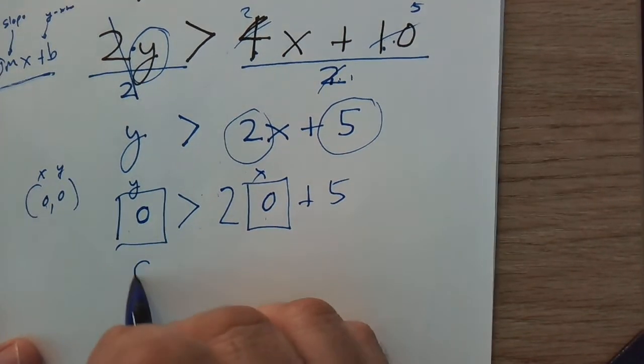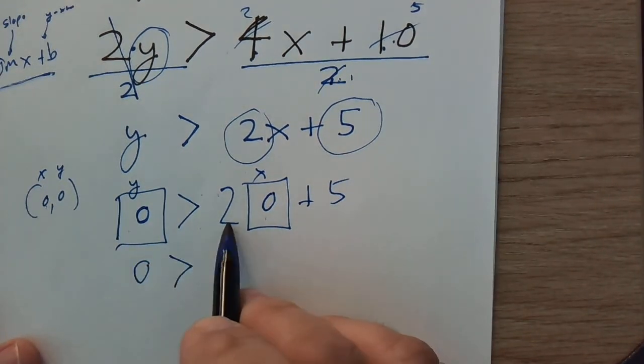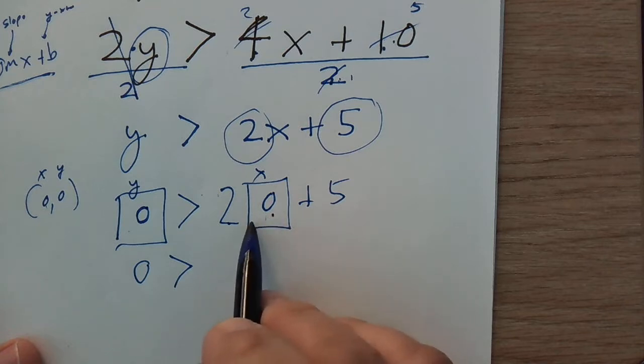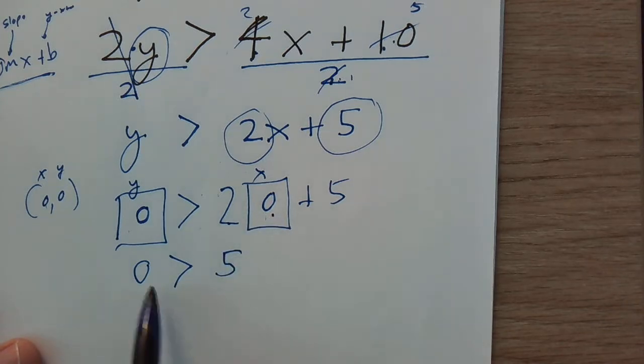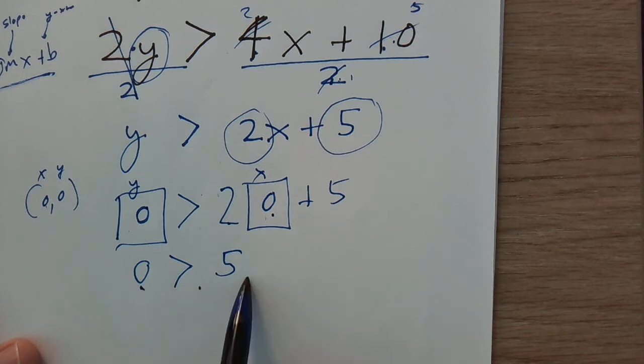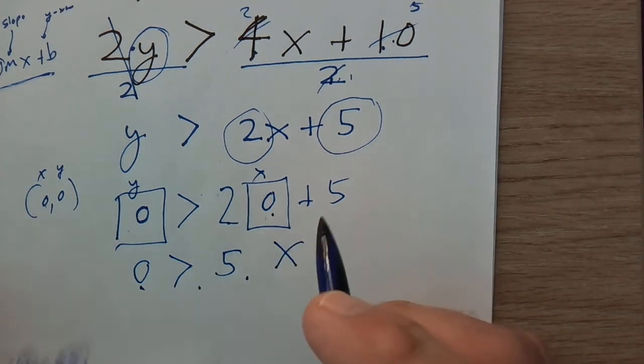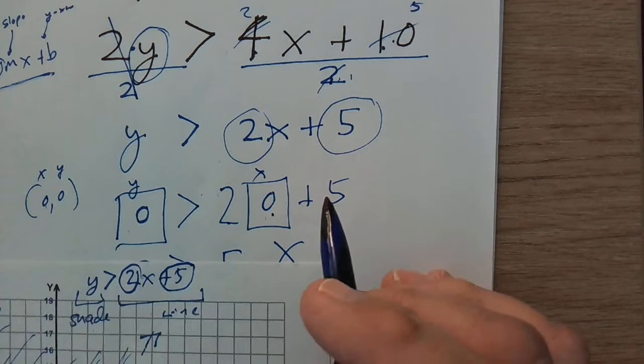So I carry this down. I've got 0 is greater than, and then 2 times 0 is 0, plus 5. 0 plus 5 is 5. So is 0 greater than 5? No, it's not. So that is not a correct solution.